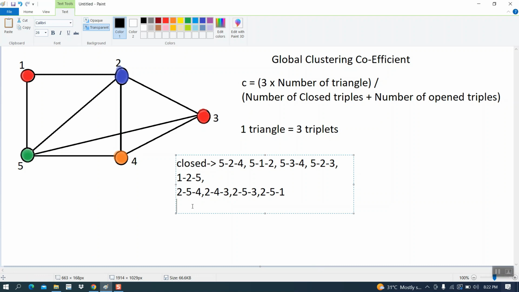Then we have 3, 4, 2. 3, 5, 4. 3, 5, 2. Then we have 4, 3, 5. 4, 2, 5. 4, 3, 2. These are all the closed triples we have in this graph.